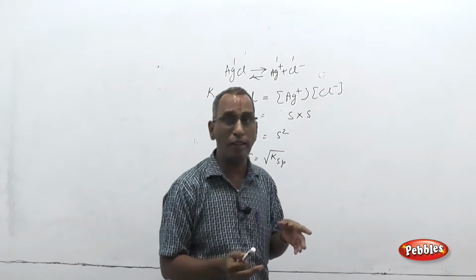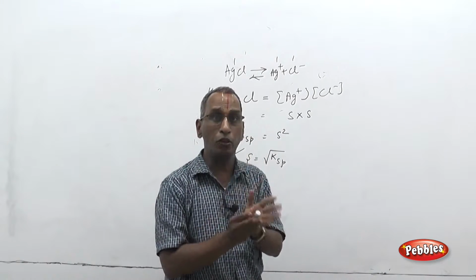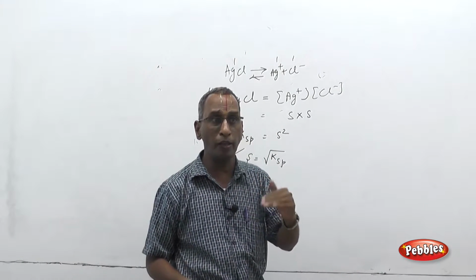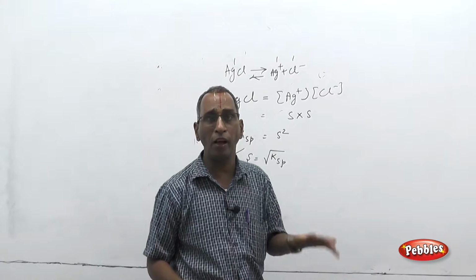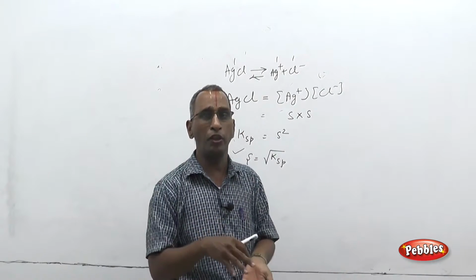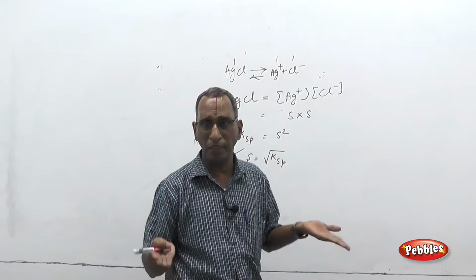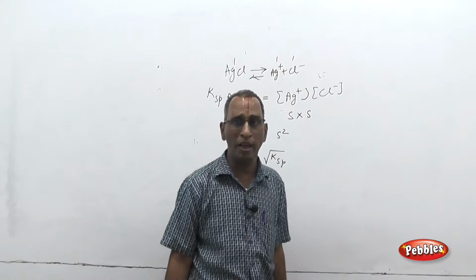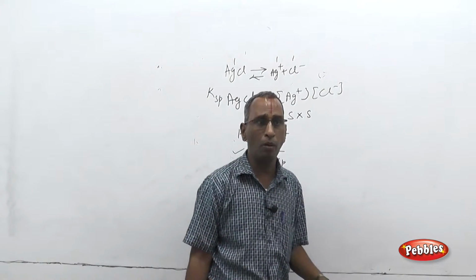So what is the significance of solubility product? Already noted. It is to be noted. If the solubility product exceeds or falls short of the ionic product, accordingly precipitation or dissolution of the particular salt takes place. That is to be noted. This is with respect to solubility product.